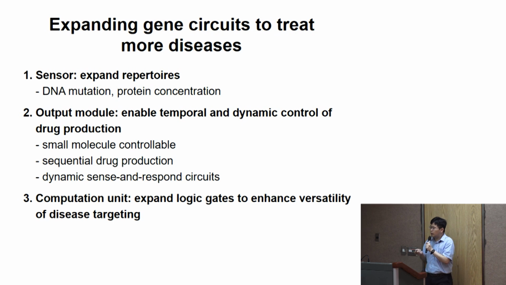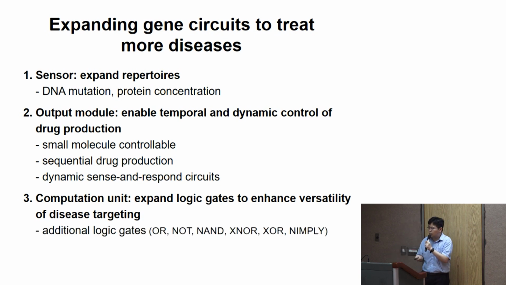Lastly, I would also like to expand the computation unit, mainly expand the logic gate, because it will enhance the versatility of disease targeting. Now the diseases that are relatively targetable are those suited to an AND gate, but some diseases might be more readily targeted by logic such as (A or B) and (C or D) and not E. So additional logic gates will be very useful for this aspect.